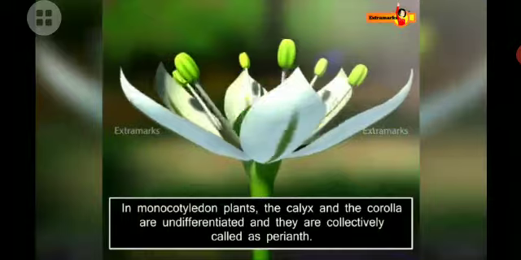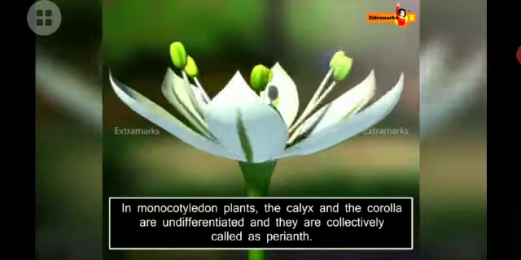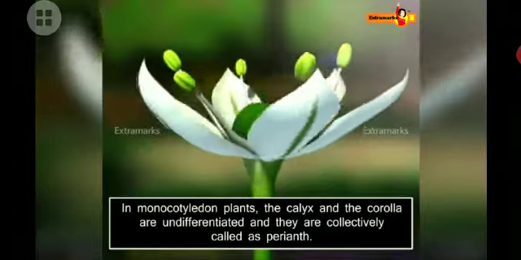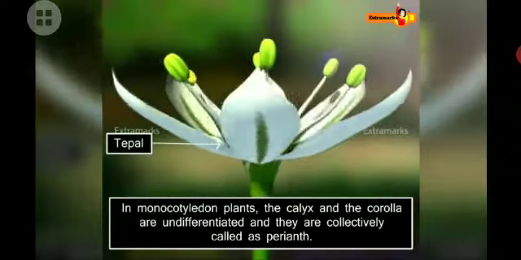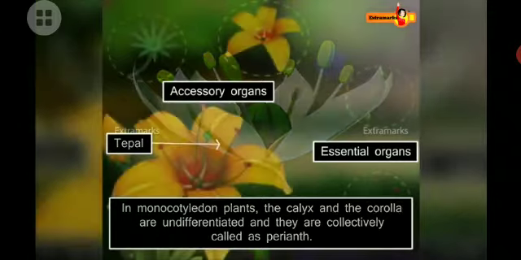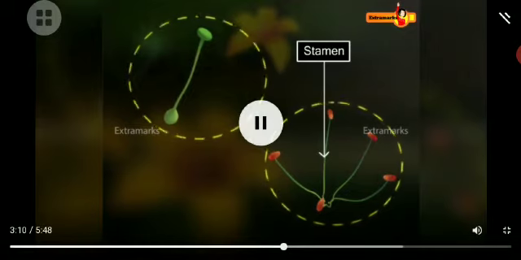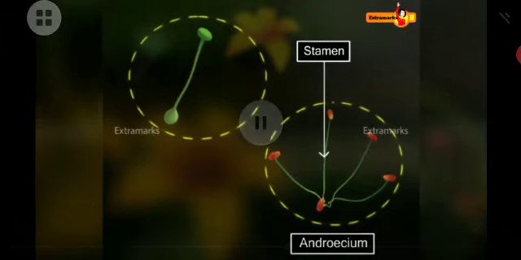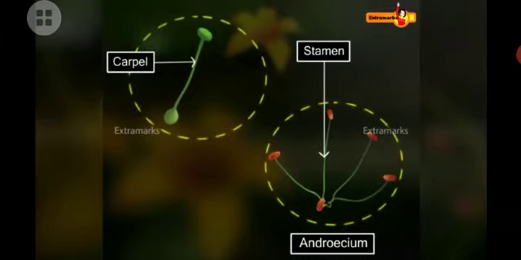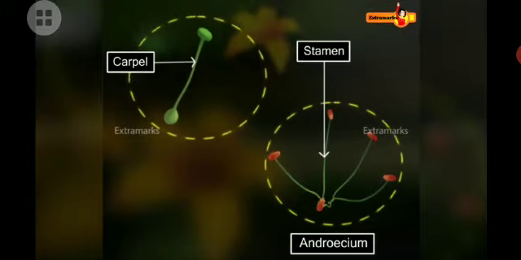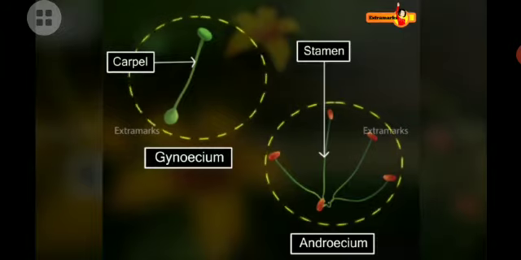In monocotyledon plants, the calyx and the corolla are undifferentiated and they are collectively called the perianth, while the individual members are known as tepals. The essential organs are stamens or microsporophylls, which form the androecium, that is, the male reproductive organ of the flower, and the carpels or megasporophylls, which form the gynoecium, that is, the female reproductive organ of the flower.